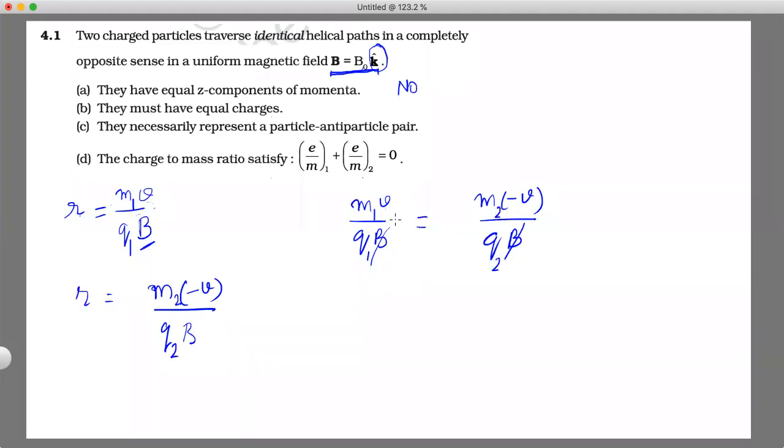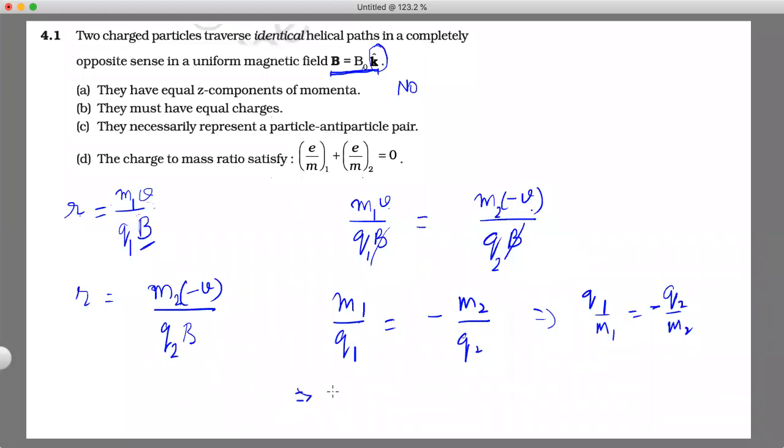Okay, and the magnitude of v needs to be the same. So we can say m1 by q1 is equal to minus m2 by q2, which implies q1 by m1 is equal to q2 by m2. So which implies D is true. So this charge to mass ratio statement is true.